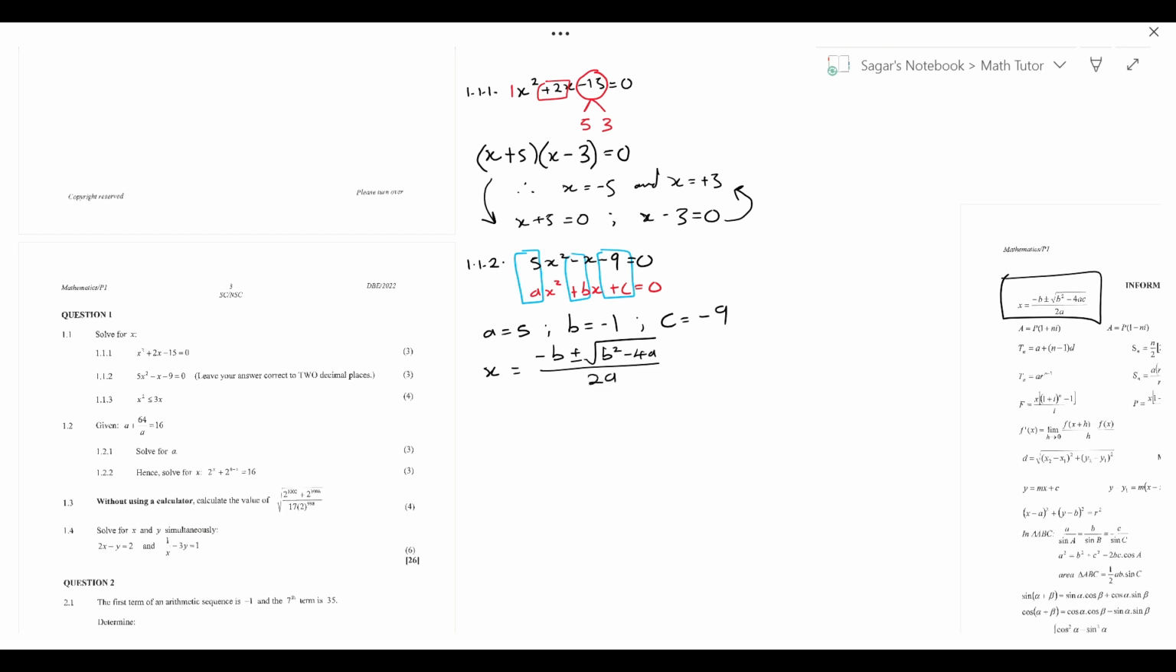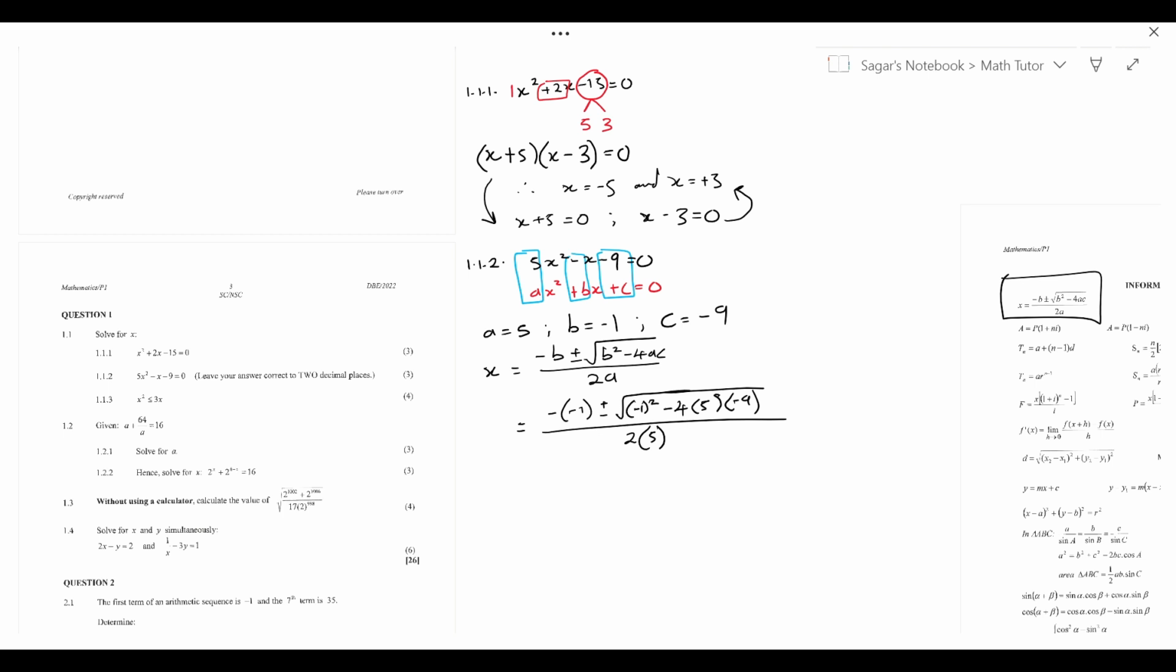That's all over 2a. And now if we substitute in, we end up with minus 1 plus minus the root of minus 1 squared minus 4AC. Right? And then you can just put that into your calculator, and that's it.